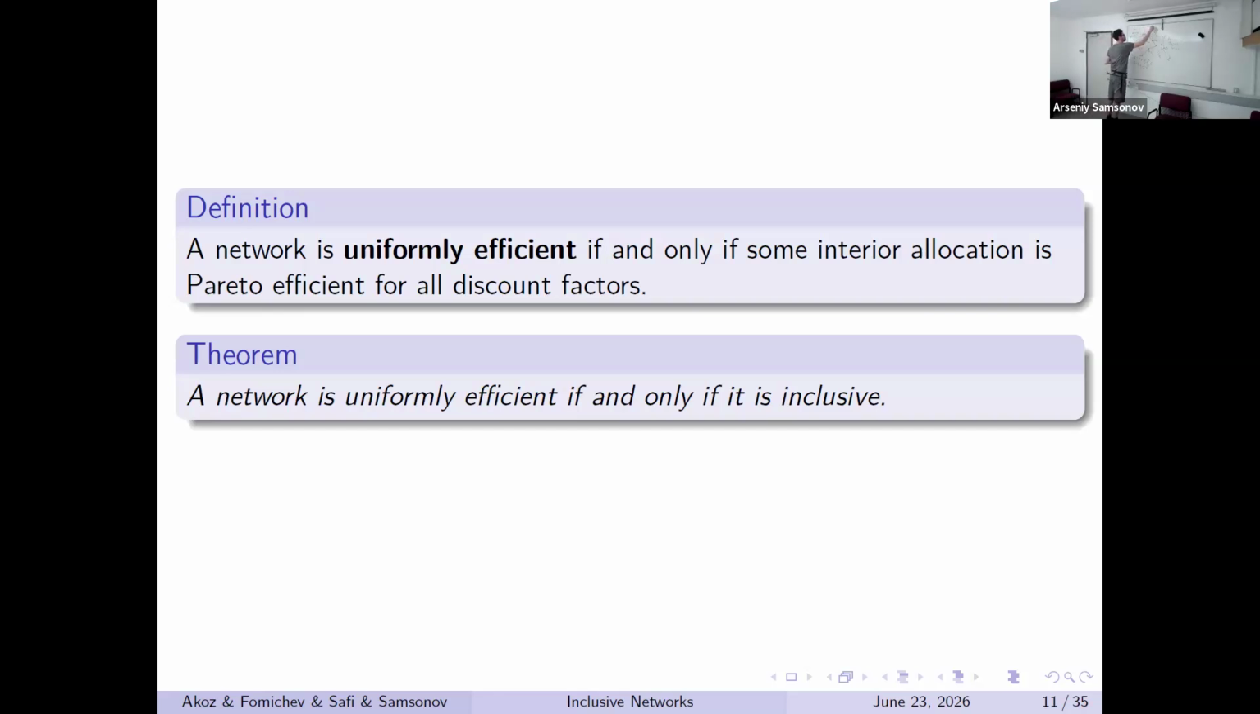So for the chain, for any discount factors, any interior allocation is Pareto efficient. Induction on the number of vertices. It's on the length of a chain. Actually it's on the length of the chain and on the number of agents who receive a strictly negative allocation. It's a two-way induction. It's a bit complicated to tell the whole story, but that's the toughest proof.